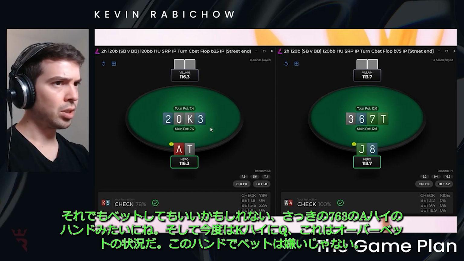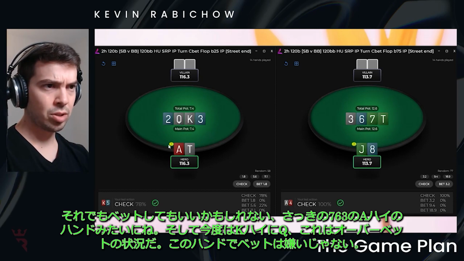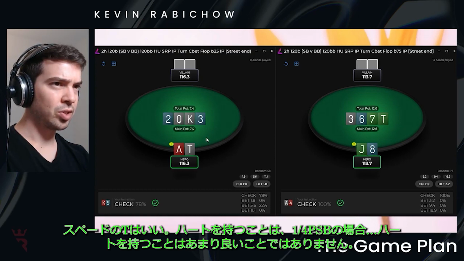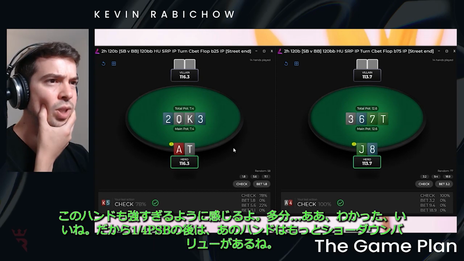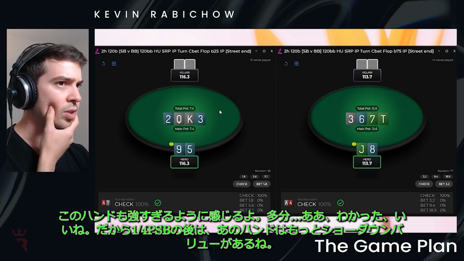This is an overbet situation. I don't hate betting with this hand. The 10 of spades is good. Having hearts is whatever. For quarter pot, actually, having hearts is not great. Again, just feels like too strong of a hand. I guess I'll maybe, yeah, okay, that's fine. So after quarter pot, that hand has a lot more showdown value.